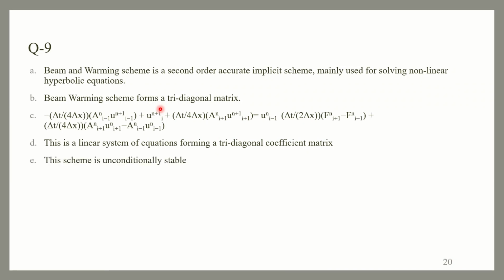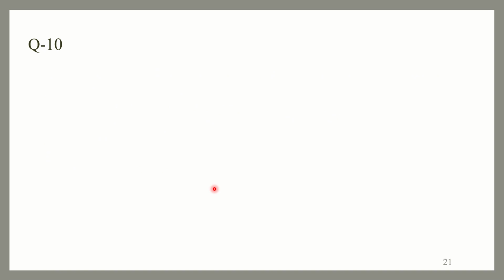So it is an unconditionally stable scheme. We are not doing any marching or time stepping. There will still be oscillations, that is, dispersion error will still be present. So the Beam Warming scheme is second order accurate in space and second order accurate in time, it is an implicit scheme, and it is unconditionally stable. I hope we are clear on that point.